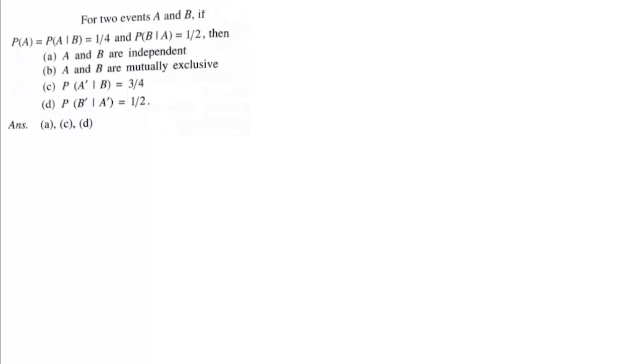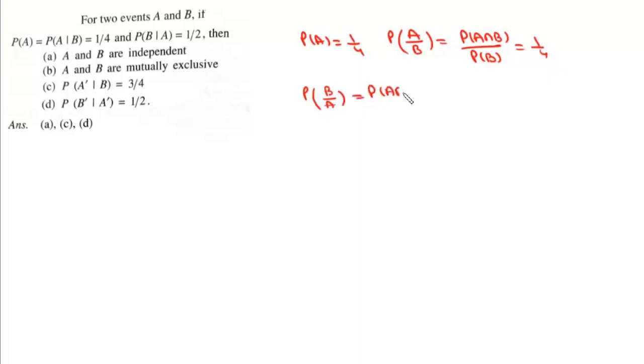Now for two events, it is given that probability of A is 1 by 4, probability of A upon B, which is probability of A intersection B upon probability of B, is also 1 by 4, and probability of B by A, which is probability of A intersection B upon probability of A, is 1 by 2. Now we put the value of probability of A as 1 by 4, and we get probability of A intersection B as 1 by 8.